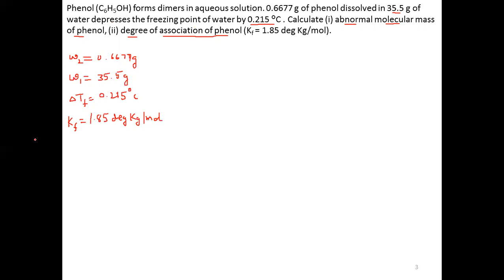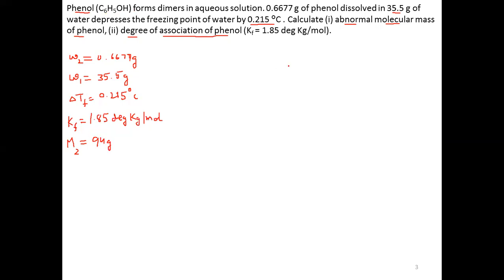Now we know that the solute is phenol, so we know its molecular weight M2, which is its actual molecular weight calculated from the formula. We have 6 carbons, 12 into 6, 72, 1 oxygen, 72 plus 16 is 88, plus 6 hydrogen, 88 plus 6 is 94. So its actual molecular weight is 94 gram.